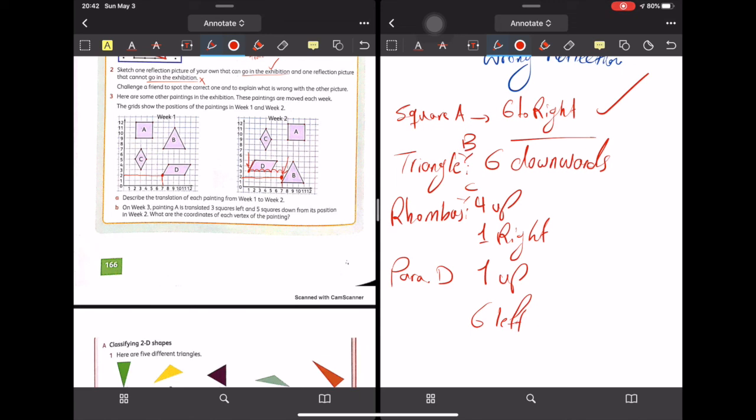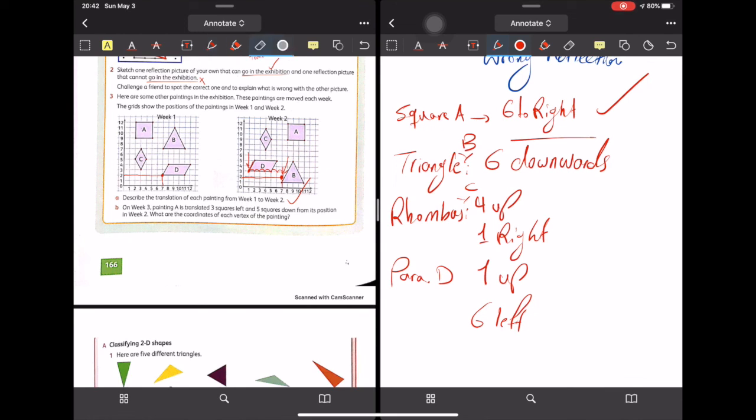Describe the translation of each painting from week 1 to week 2. We did it. Part B. On week 3, painting A is translated 3 squares left and 5 squares down from its position in week 2. What are the coordinates of each vertex of the painting? All right, let's do it. I might do it on the same grid paper. Yeah, it's going to be convenient.